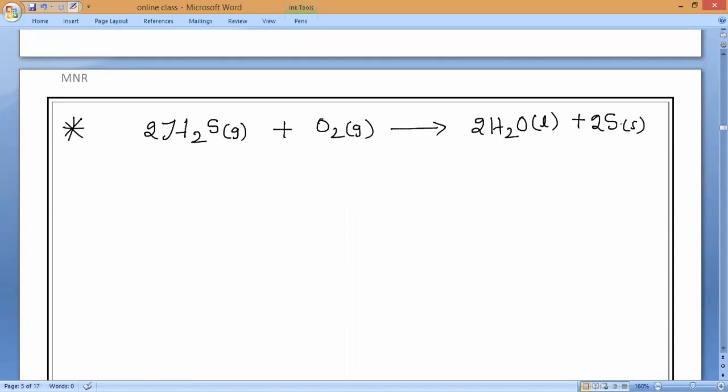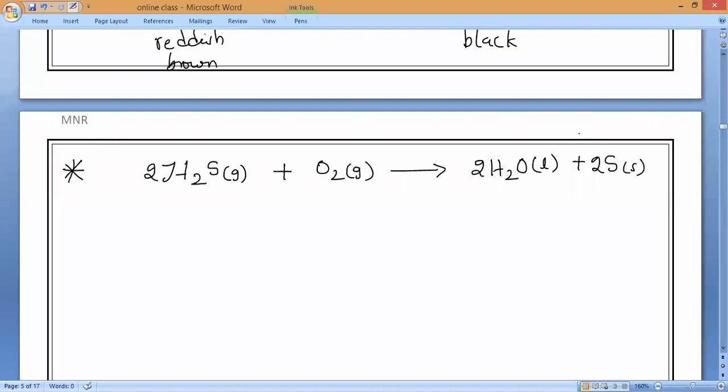Is it right or wrong, everybody? Yes, sir. Now, please tell me, what is oxidation? What is reduction? What is the oxidizing agent? What is the reducing agent? First start with the hydrogen sulfide. Hydrogen sulfide turns into what? Turns into sulfur. Yes or no? Very good.